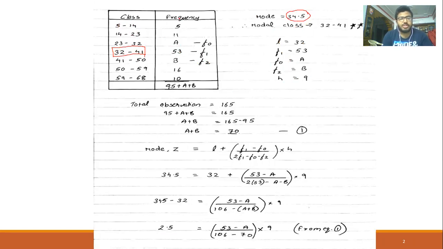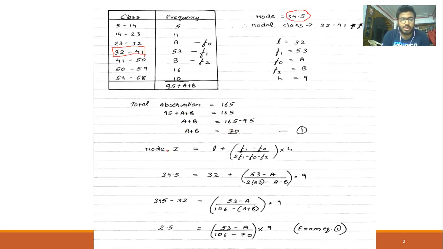The next thing: adding all these values, you are getting 95 plus A plus B. The total observation is stated in the question. How much is it? 165. So 95 plus A plus B is equal to 165. Taking 95 to the right-hand side, plus becomes minus. So 165 minus 95. A plus B is equal to how much? It is 70. So you got this much.